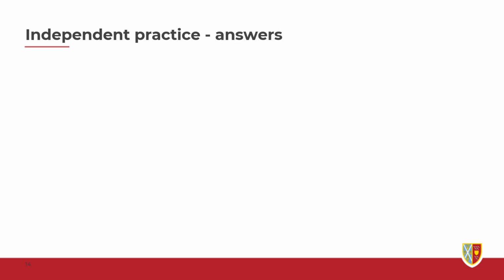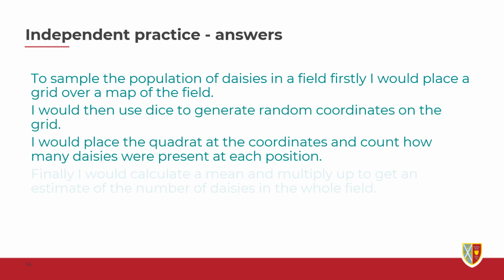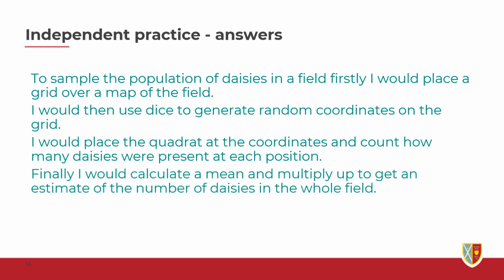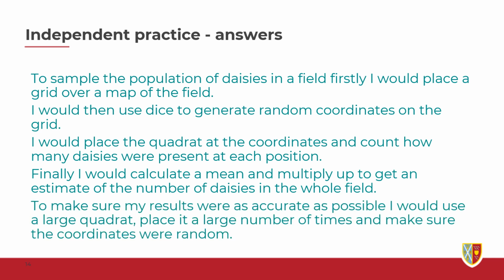Okay, so some of the things that we should have mentioned. To sample the population of daisies in a field, you'd place a grid over the map of the field. We're going to use dice to generate random number coordinates. We're going to place the quadrat at the coordinates, count how many daisies there are, calculate a mean, multiply to get the estimate of the number of daisies in the whole field. And then we're going to make sure the results are as accurate as possible, because we could use a large quadrat and place it down a number of times, a reasonable number of times. Don't just do it once or twice.